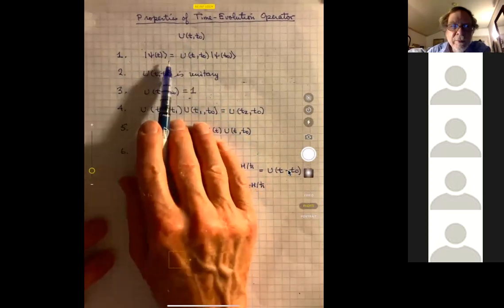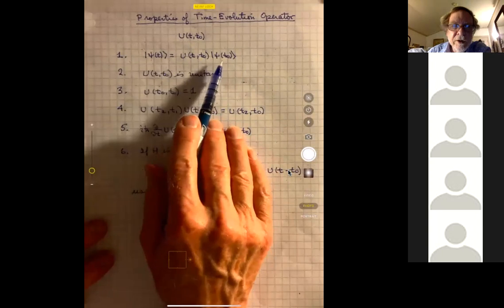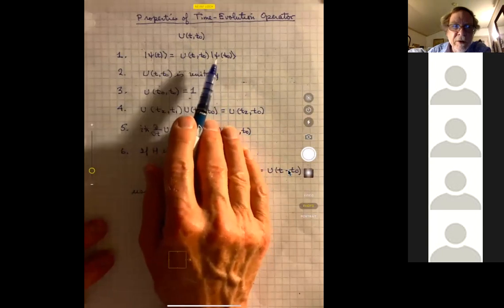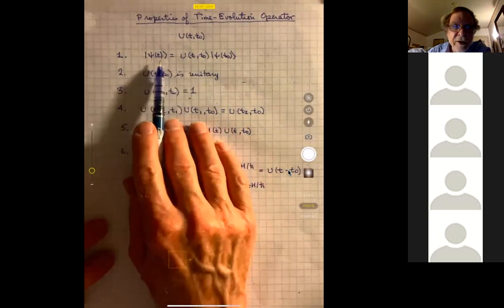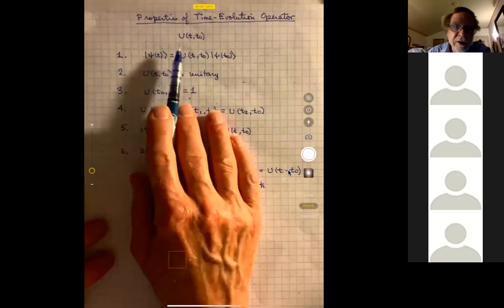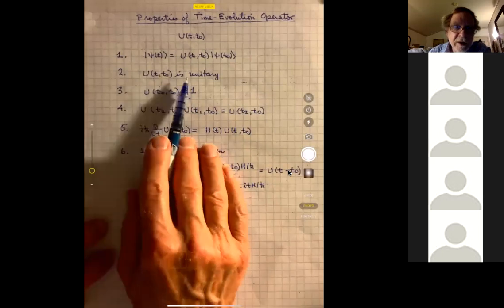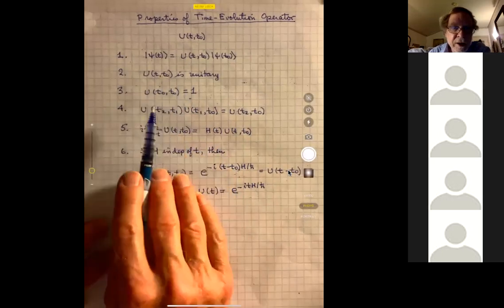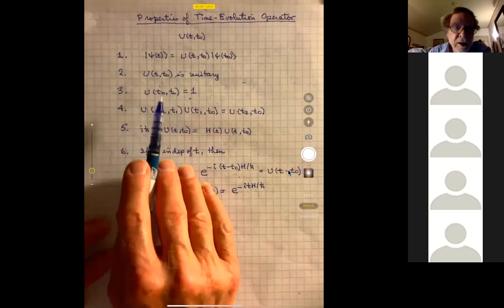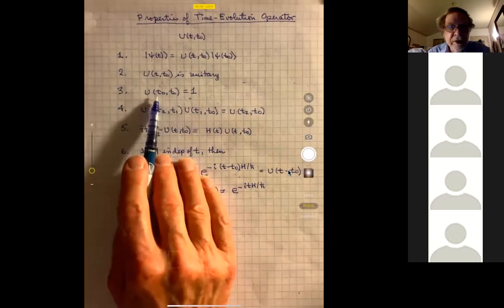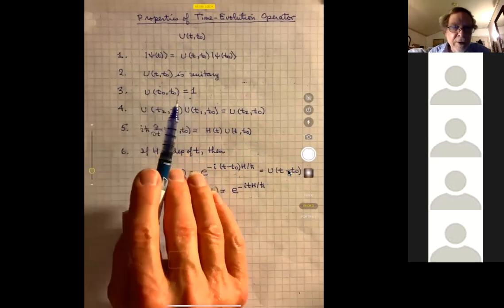One of the postulates we make is that if the initial state of the system is psi of t0, then the final state is related to the initial state by a unitary operator, or by a linear operator, which we call U. That's the definition of U. And we postulate that U is unitary and that it satisfies certain other properties. I've listed 6 of them here. It has the initial condition that if the initial and final times are identical, then the operator is the identity, a fairly simple property.